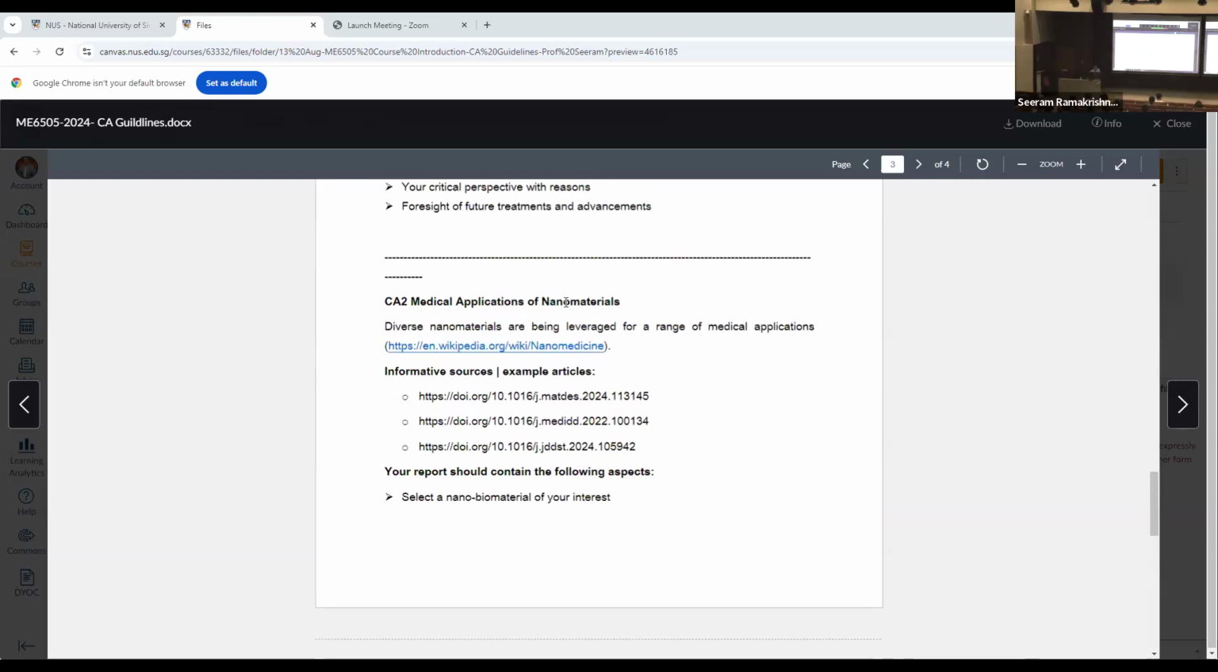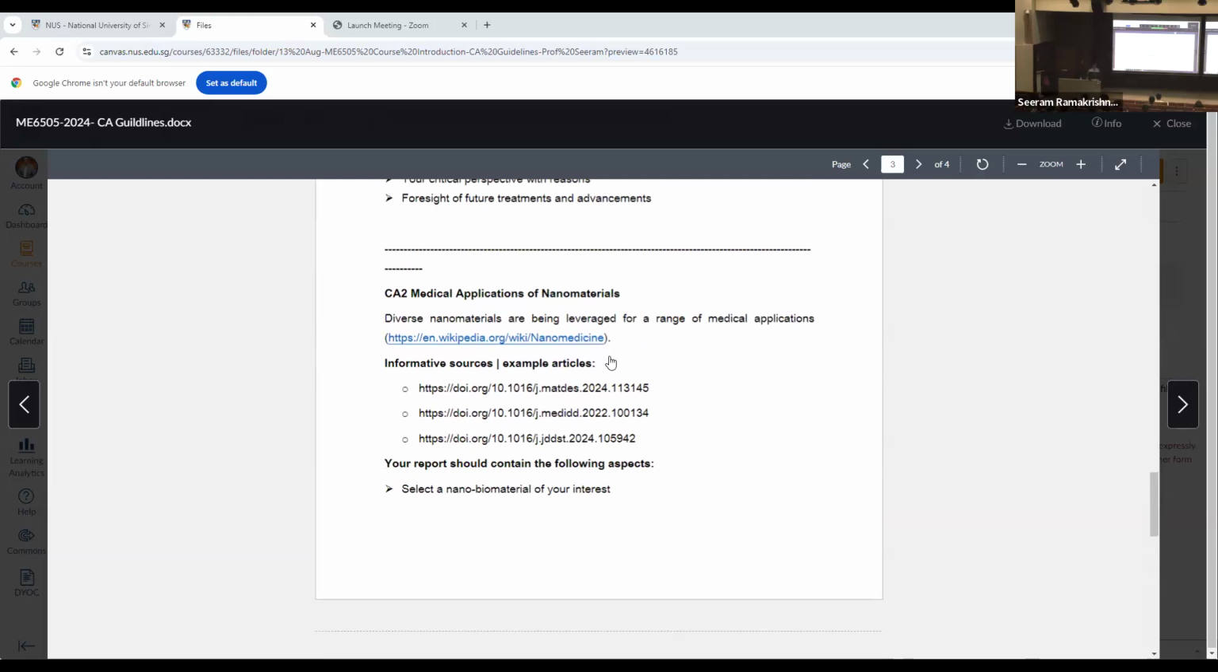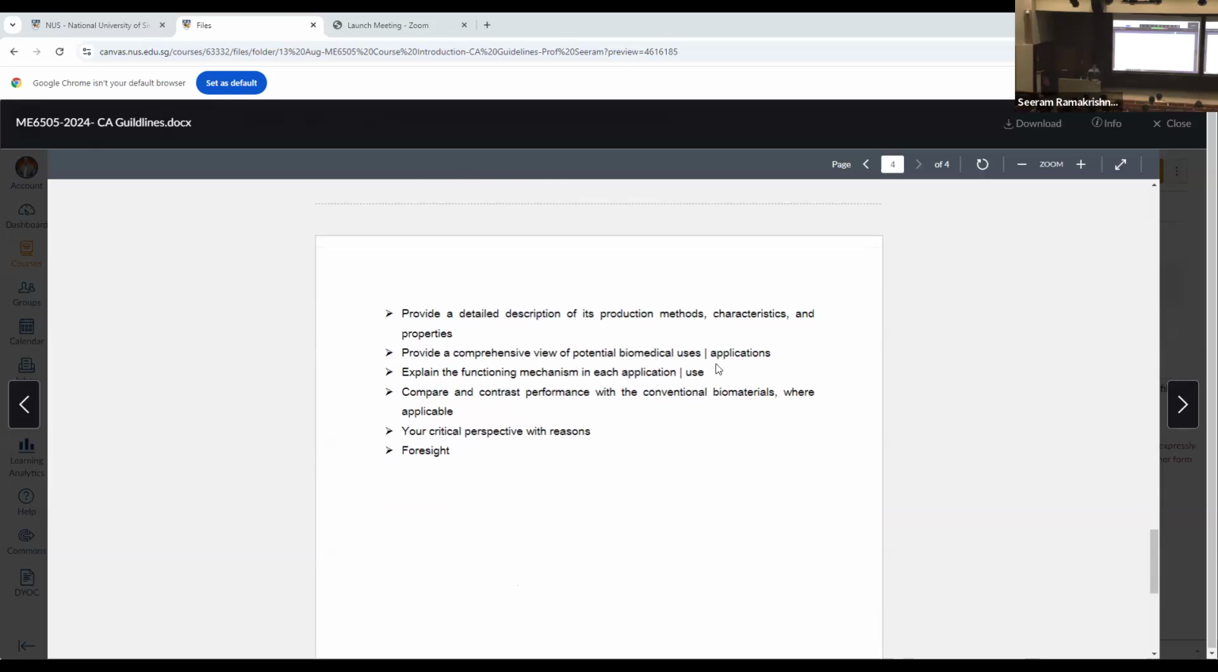Suppose it is not a nanobiomaterial, it's just a biomaterial. Is there a performance difference between a normal material and a nanobiomaterial? So does the nano concept have any improved functionality is what you need to talk about. And then critical response and then foresight. Again, as I said, you are in a top university. You have to think, stretch your neurons a little bit, and say something in terms of the foresight.